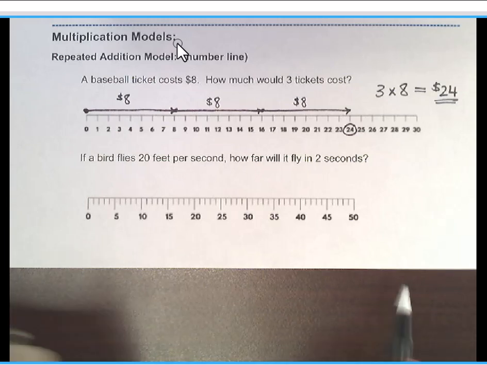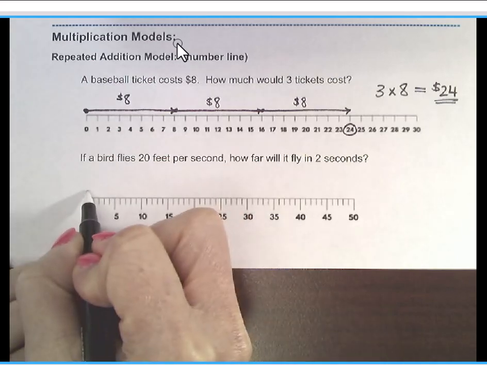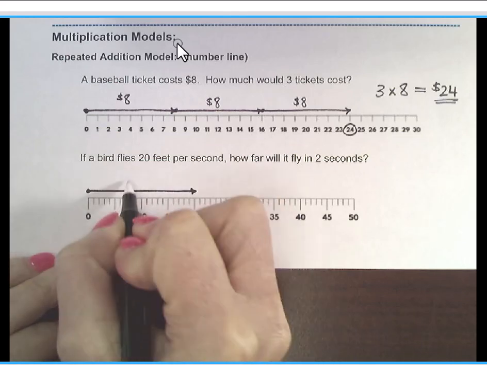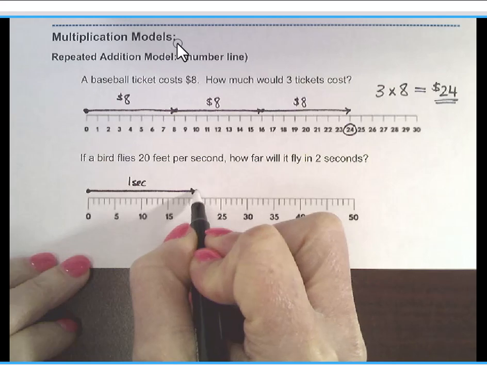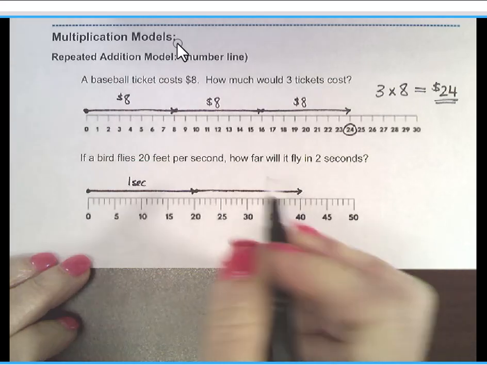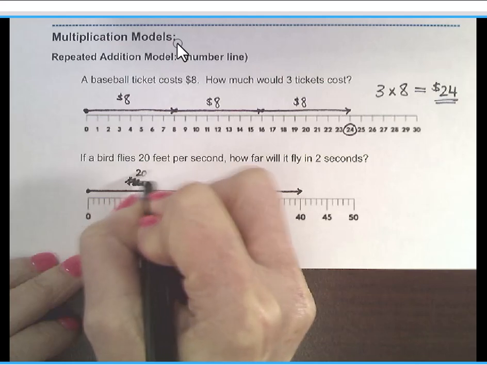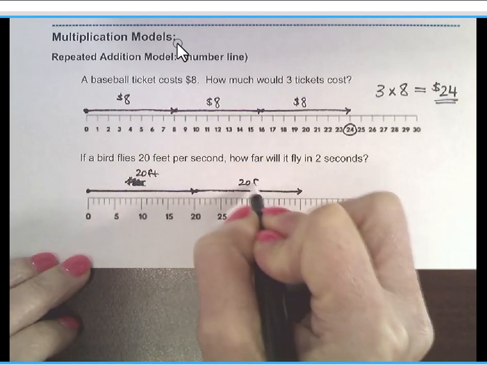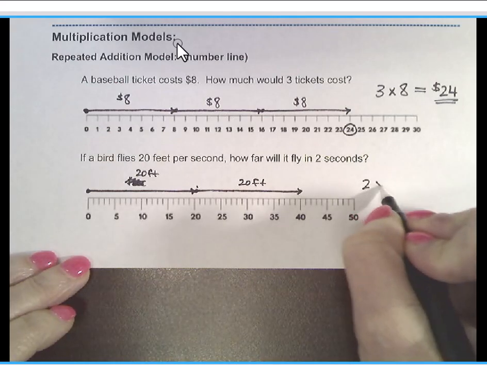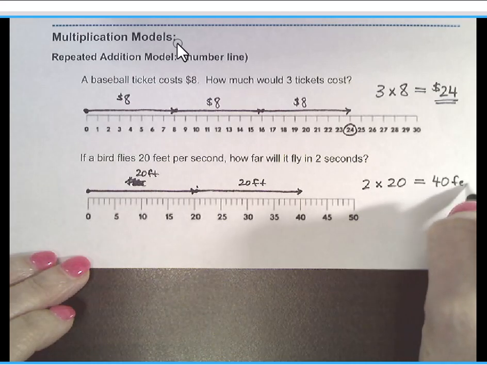If a bird flies 20 feet per second, how far will it fly in 2 seconds? Okay, we'll start at the beginning. After 1 second, it's going to go 20 feet. That's after 1 second. And then it's going to go another 20 feet. I guess this is technically measuring feet, so let's put 20 feet there, and then let's put 20 feet there. We did 2 groups of that, 20 feet and 20 feet. So that would be 2 groups of 20, which would be 40 feet in this case.